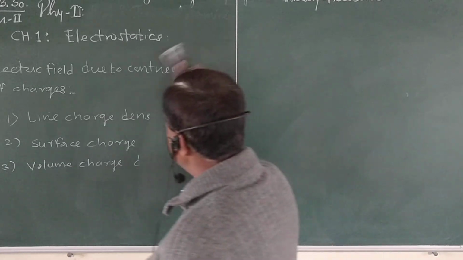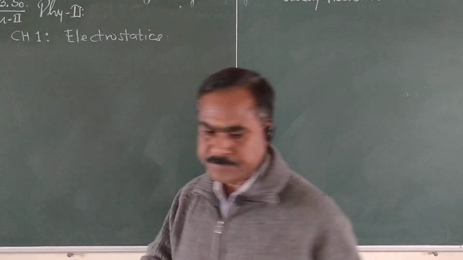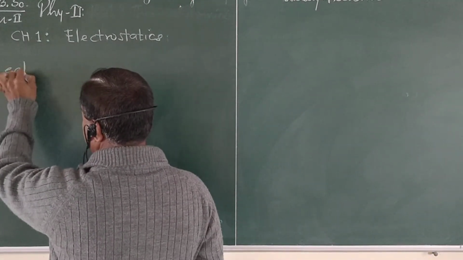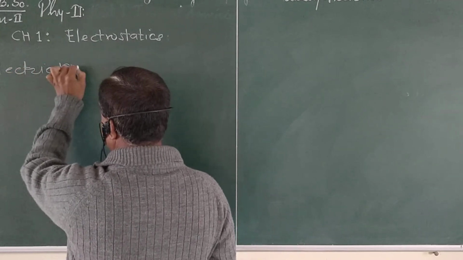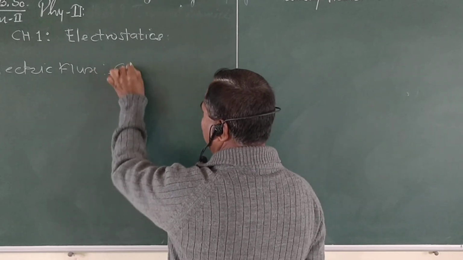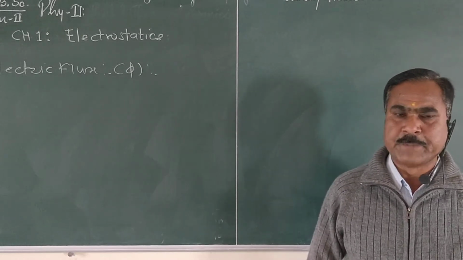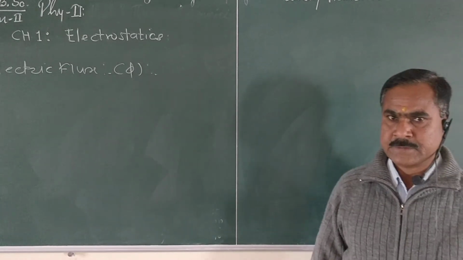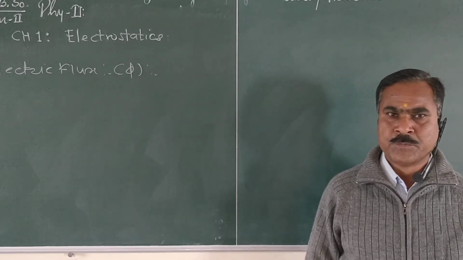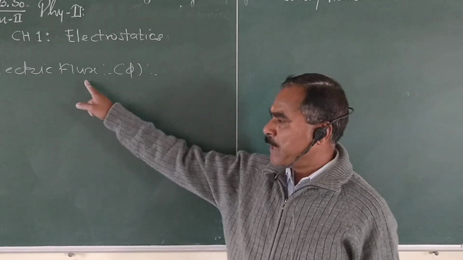The next point, we consider electric flux. What is electric flux? Electric flux is denoted by the symbol phi. Flux is a Latin word, and its meaning is to flow. That is, the flow of fluid or flow of liquid is the flux.